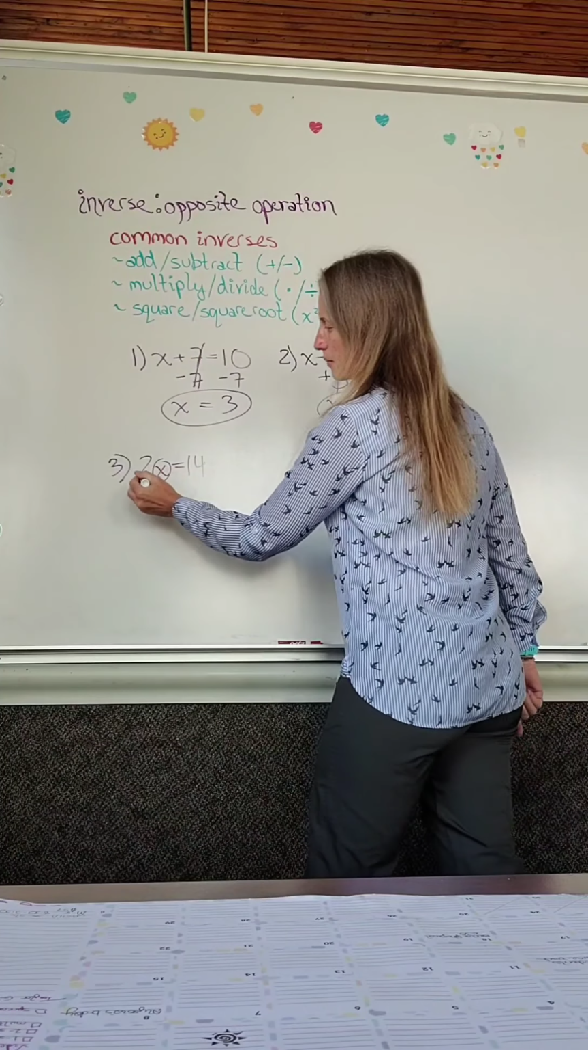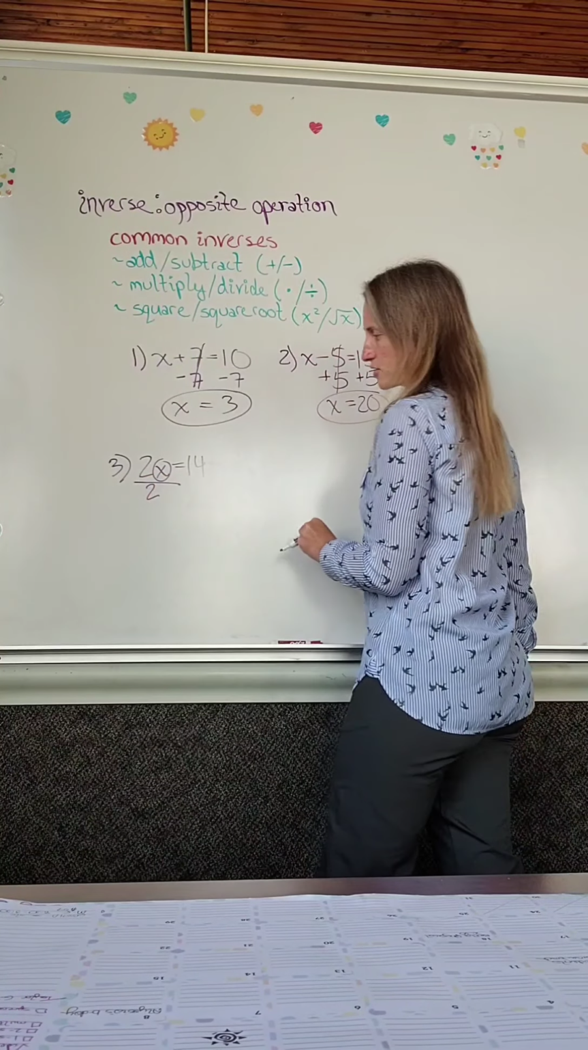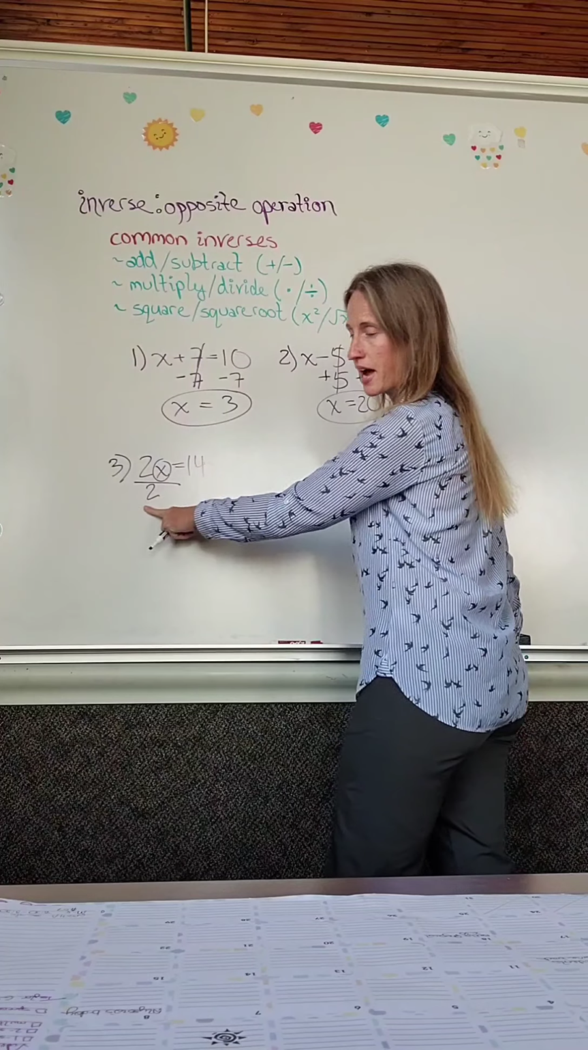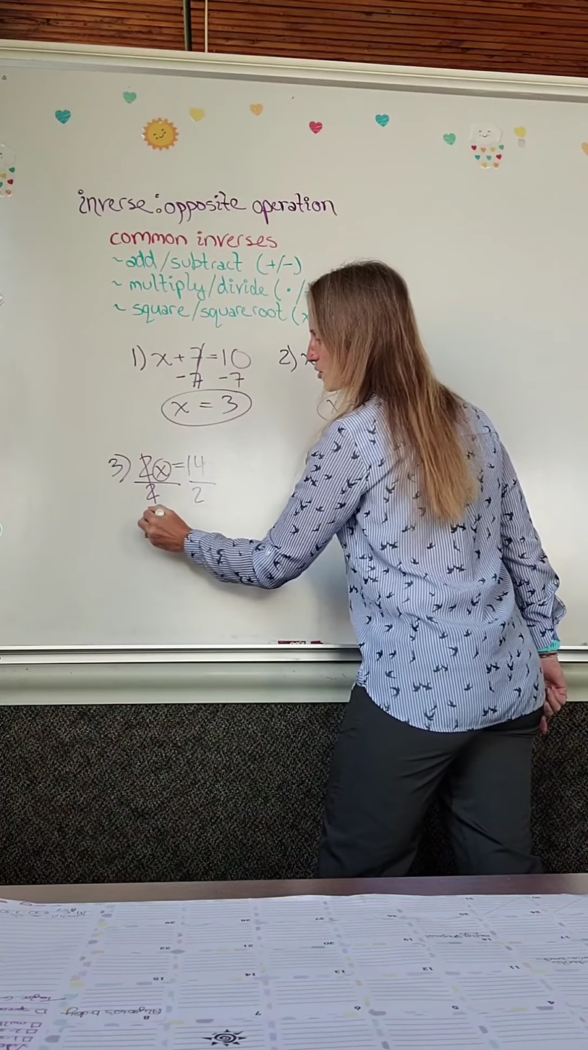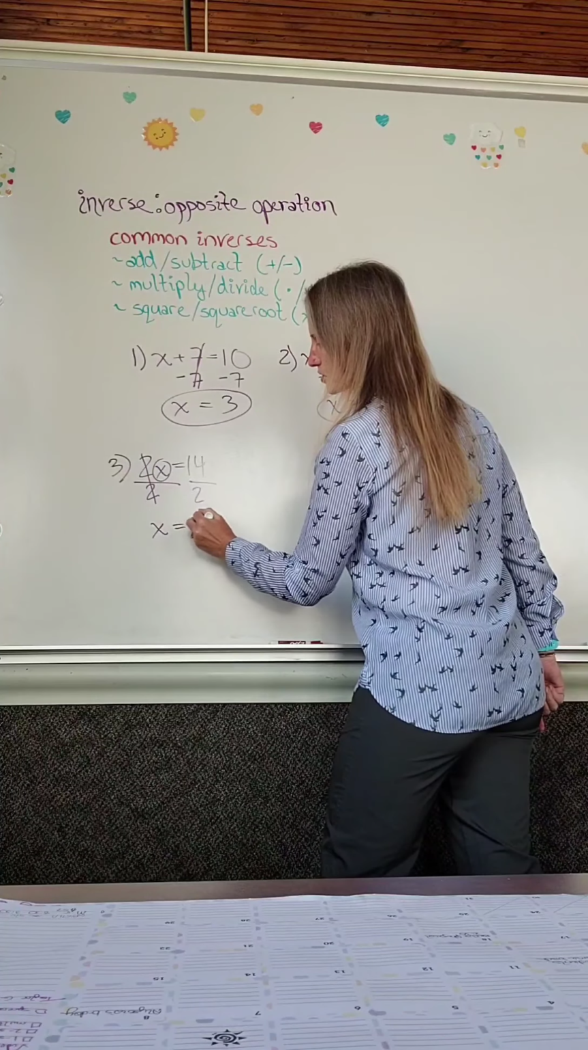So if we're multiplying by 2, we want to divide by 2. Whatever we do to this side, we have to do to this side. These guys cancel. We have x equals 7.